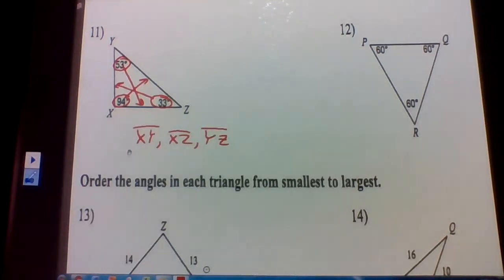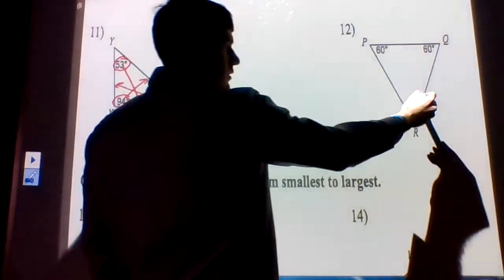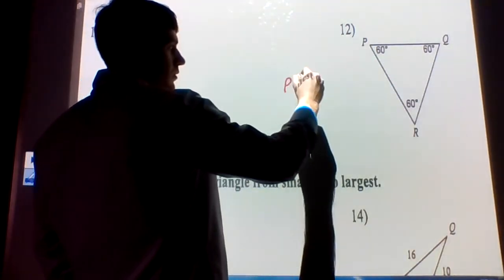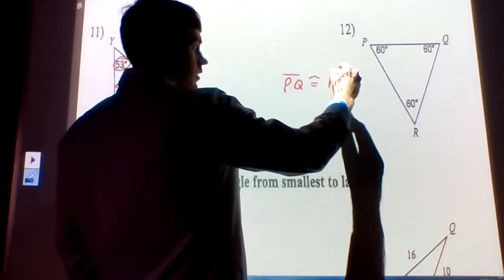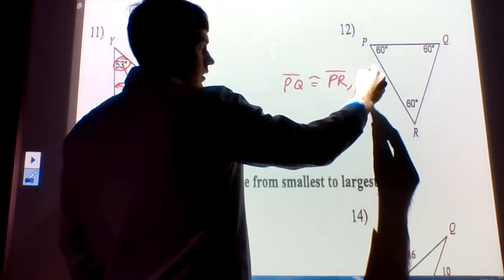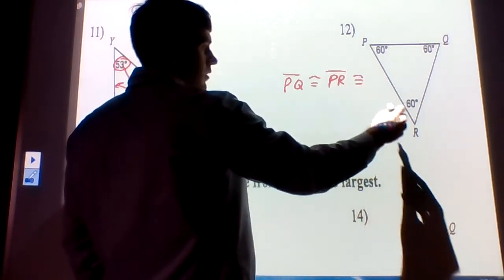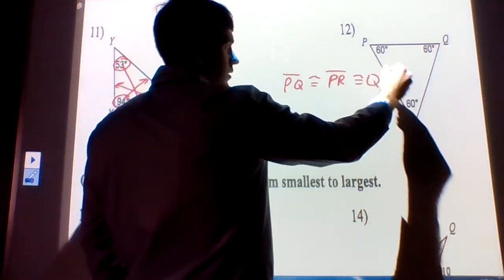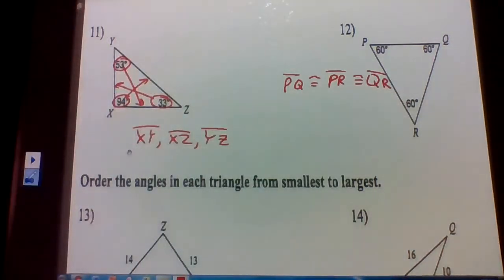Here they're all going to be congruent, because we have 60, 60, 60. So PQ, PR, and QR, they're all going to be the same length. They're all going to be equilateral.